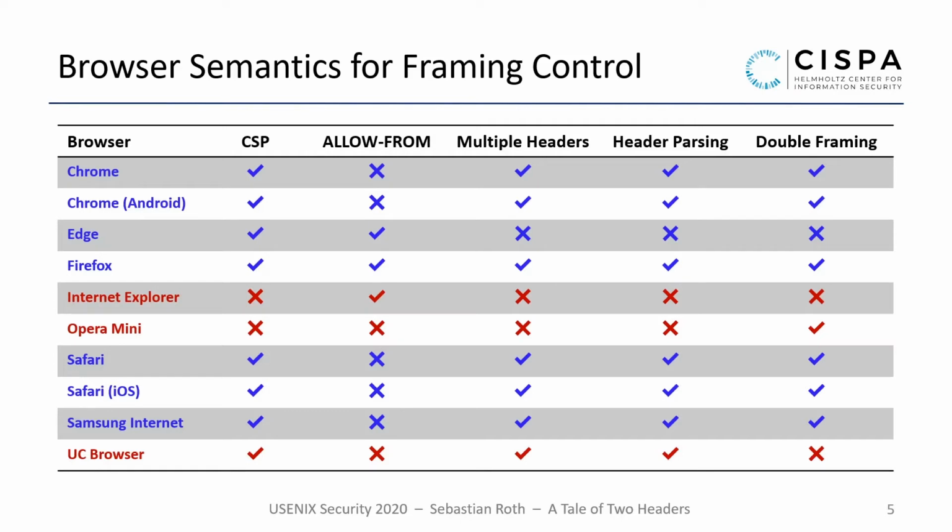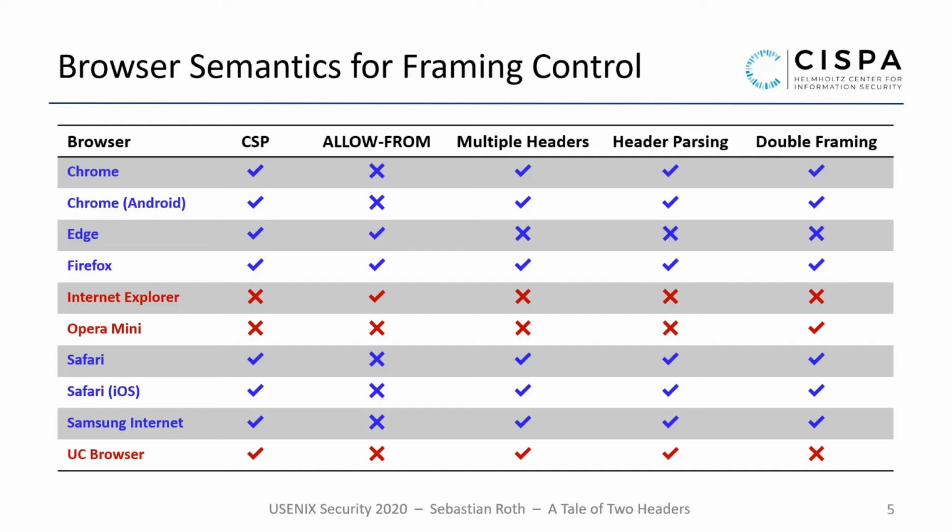However, not only the support itself might be inconsistent. Also the behavior if multiple X-Frame-Options or CSP headers are present in a response differs. Also different is the way how headers are parsed and also against which frame the value in the framing control header is checked. As a first step, we started to distinguish between modern browsers in blue, so those that support frame-ancestors, and legacy browsers in red, which do not support the CSP directive.